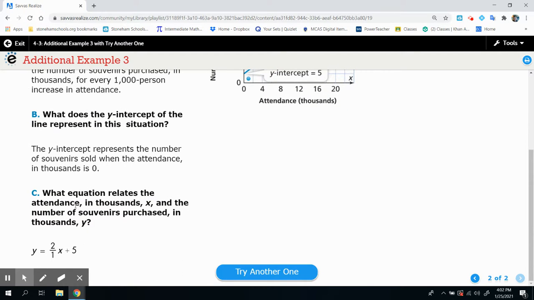What equation represents the attendance in thousands x and the number of souvenirs purchased in thousands y? Here we see the slope of 2 and the y-intercept of 5.